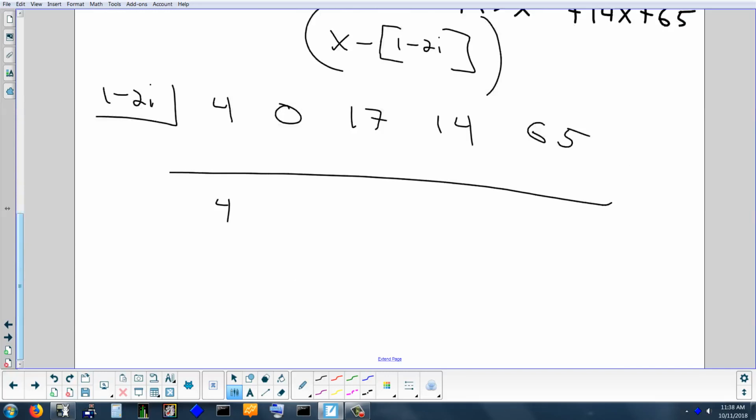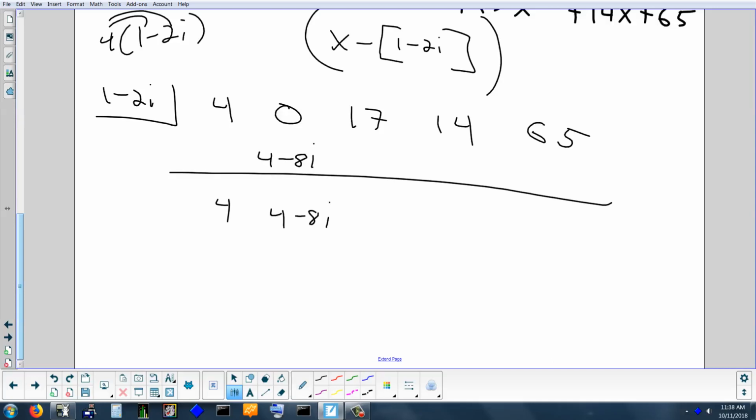So you bring down the 4, and now you multiply 4 times 1 minus 2i. That's just a distributive property, like that. So it's 4 minus 8i. Any questions on that stuff? Now, what do I do with the two numbers in that column? Yep. I add them. That's not bad because it's a 0. In fact, the adding piece is never that bad.